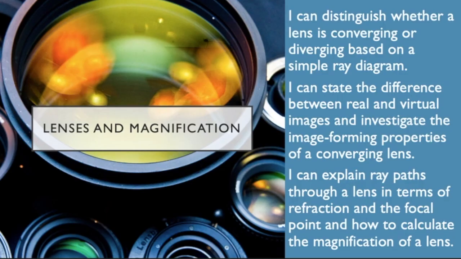Okay, so that's the end of this one. This is what you should be able to do. You should be able to distinguish whether a lens is converging or diverging based on a simple ray diagram. You should be able to state the difference between real and virtual images and investigate the image forming properties of a converging lens. And you should be able to explain ray paths through a lens in terms of refraction and the focal point, and how to calculate the magnification of a lens.